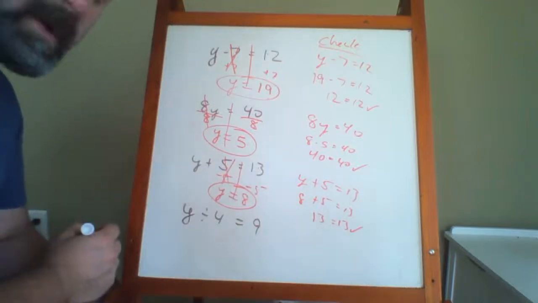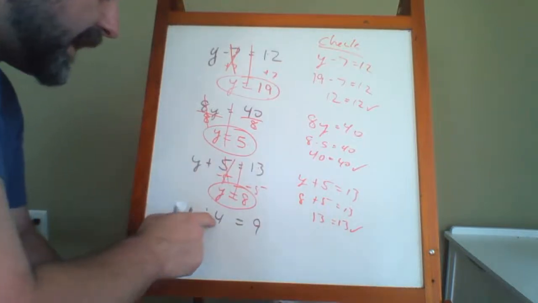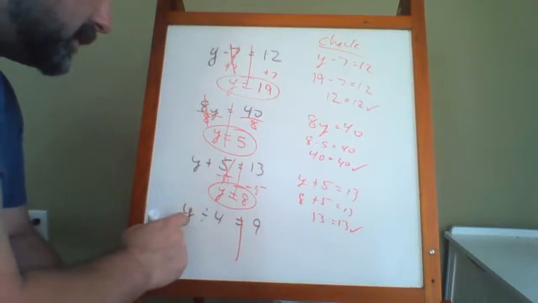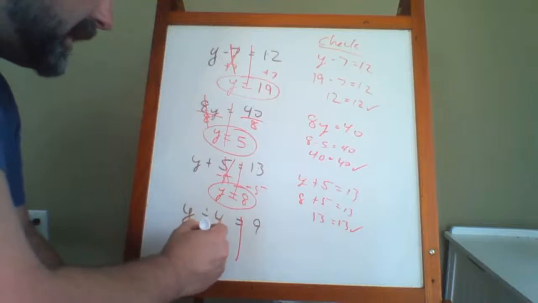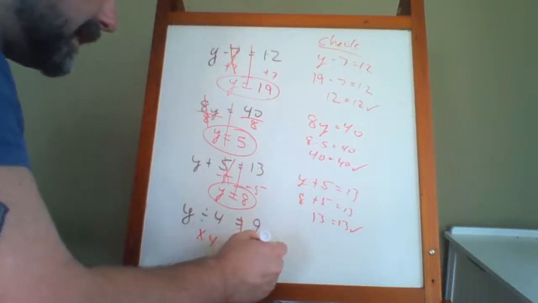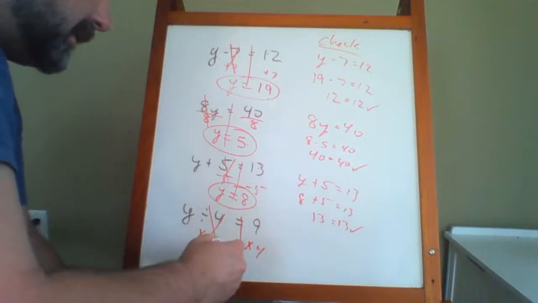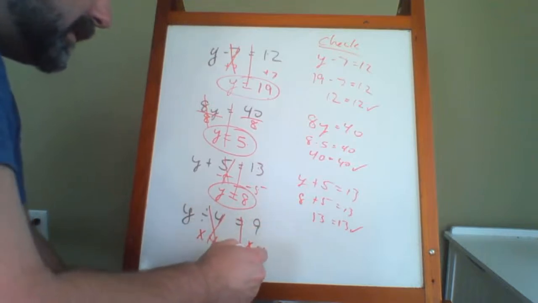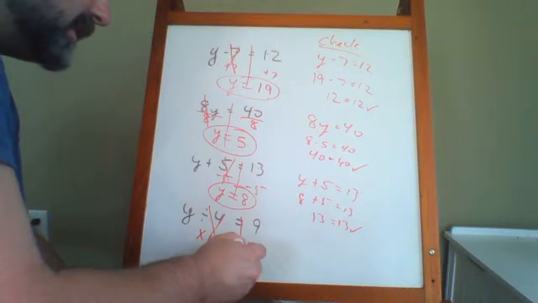And it checks. The next one here, y divided by 4 equals 9. Right now we're asking what is the opposite of dividing by 4? It is multiplying by 4. What I do to the left, I do to the right. This cancels out, leaves me with y equals, and 9 times 4 is 36, so y equals 36.